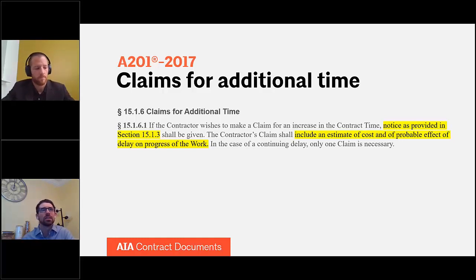Contractors should be clear and understand their contract obligations for submitting delay claims, because there are a lot of requirements in the A201 and the various contracts, A101, 102, and 103, that might come into play.